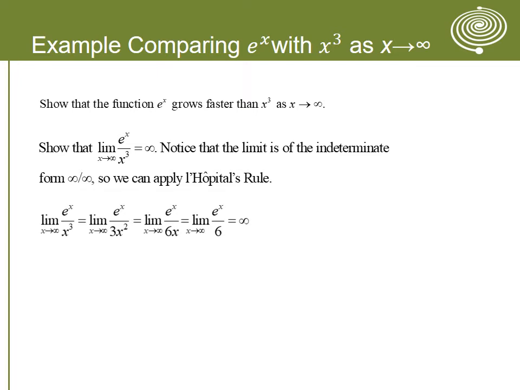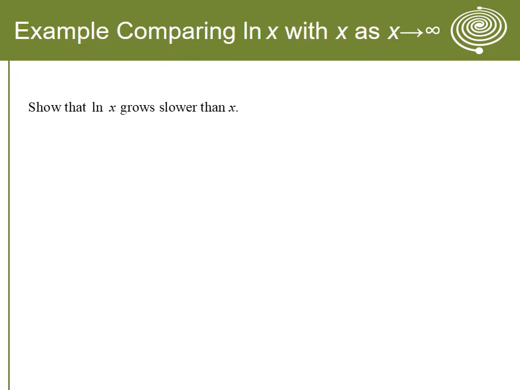So what does this tell us? It means e to the power of x grows faster than x cubed as x goes to infinity. Let's move on with another example.